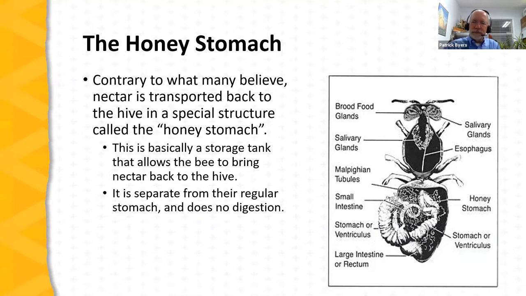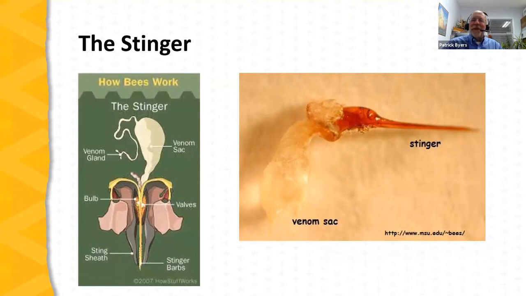Now let's take a look at the stinger. And again, as I said before, if you're interested in keeping bees, sooner or later you're going to be stung. The stinger is, of course, a defense mechanism, and it's found at the tip of the abdomen, the third body part of the worker bee and the queen bee. And in the case of the worker bee, it's barbed. And if we look closely at that picture on the right, we can see the barbs out near the tip of the stinger.